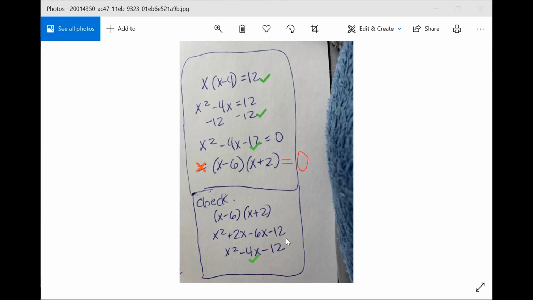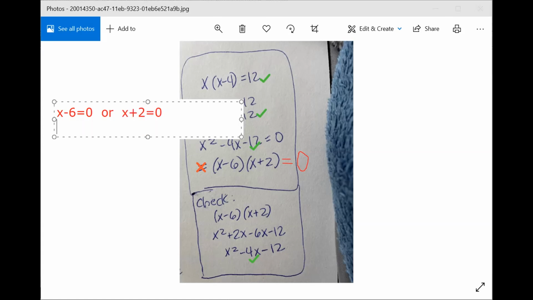Okay, you check your factors, but you haven't finished, because we're looking for solutions. What you may want to do next is say x minus 6 equals 0 or x plus 2 equals 0. Then you get x equals 6 or x equals negative 2. Then you're done.